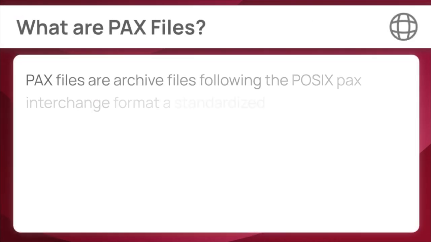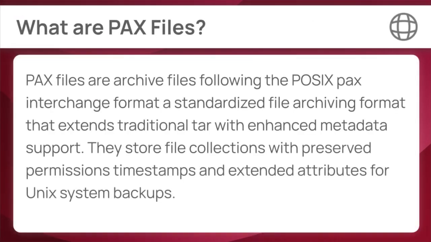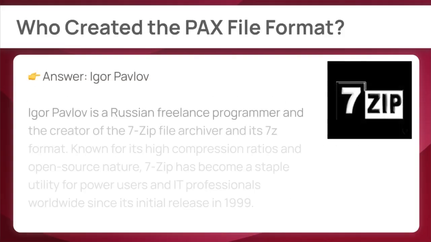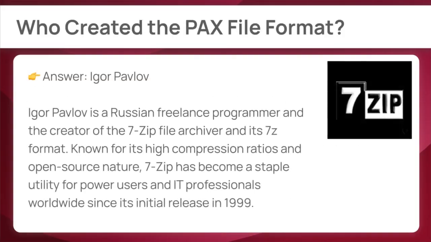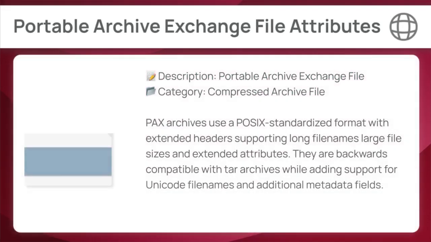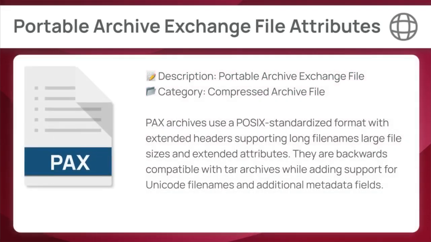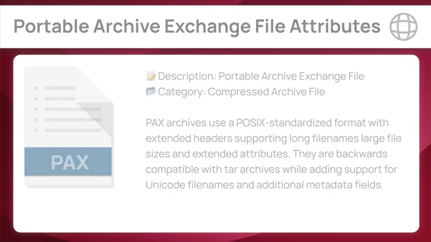PAX files are archive files following the POSIX-PAX interchange format, a standardized file archiving format that extends traditional tar with enhanced metadata support. They store file collections with preserved permissions, timestamps, and extended attributes for Unix system backups. PAX archives use a POSIX-standardized format with extended headers supporting long file names, large file sizes, and extended attributes. They are backwards compatible with tar archives while adding support for Unicode file names and additional metadata fields.